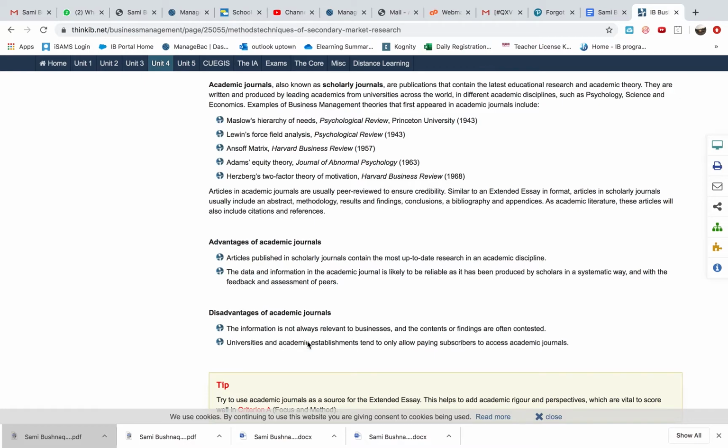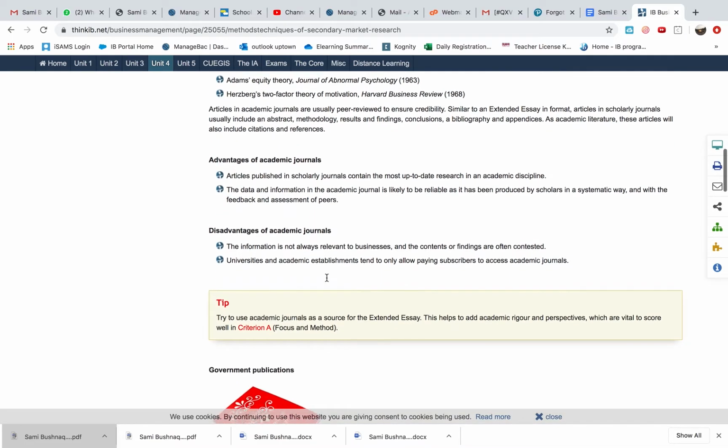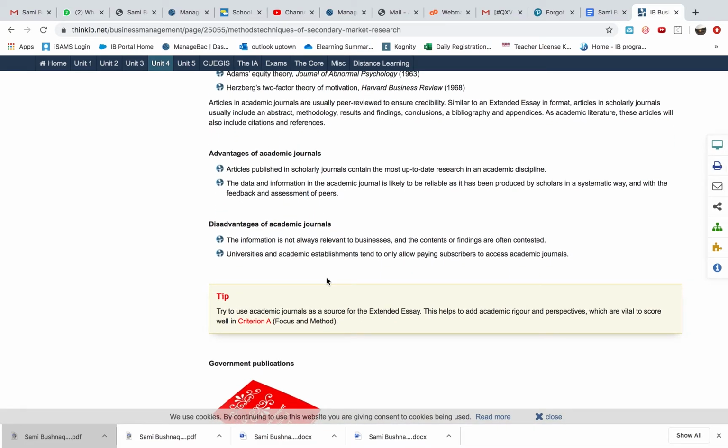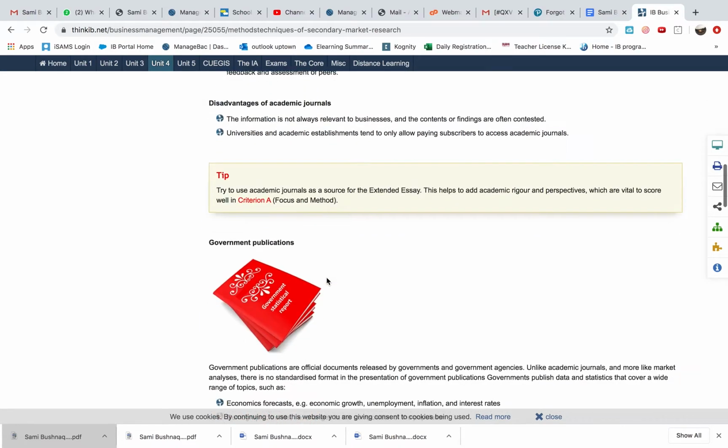The disadvantages, though, are that not all the information is relevant. It might be a really long article and only one paragraph is relevant to what you're looking at. So the contents sometimes aren't always required. Universities and academic establishments tend to only allow paying subscribers access to academic journals. So once again, sometimes you still have to pay for these academic journals.